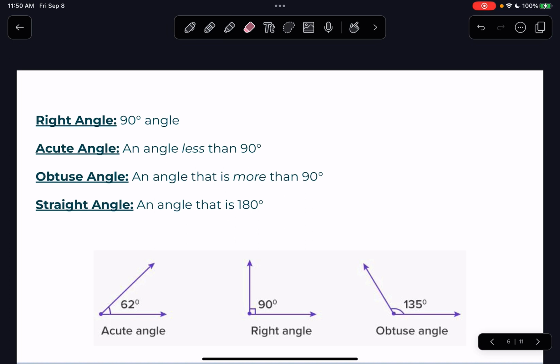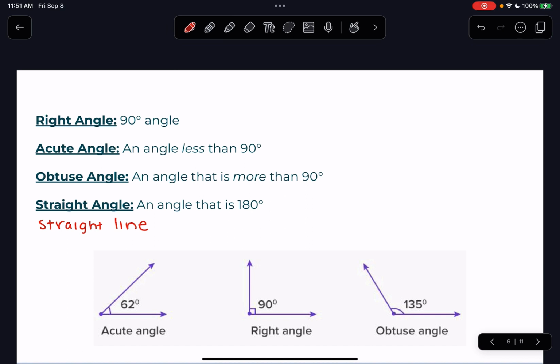And then a straight angle, we also call that a straight line, is always 180 degrees. A straight angle, which is the same thing as a straight line, is always 180 degrees.